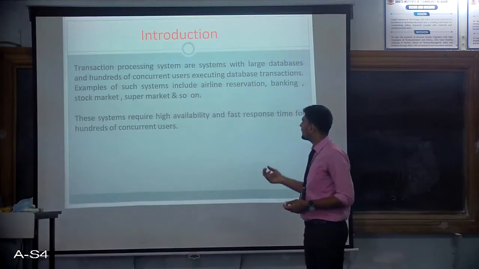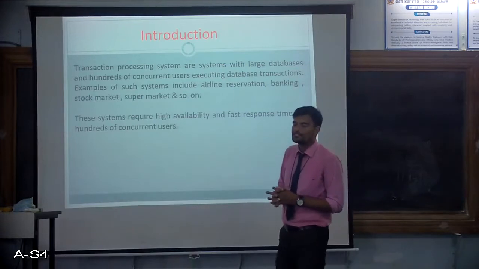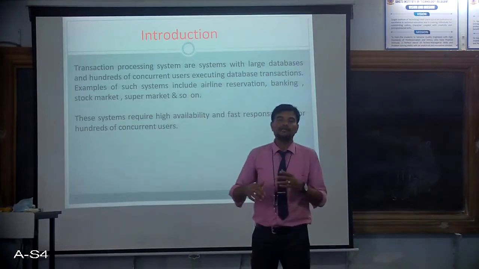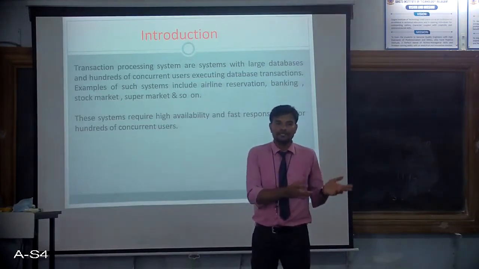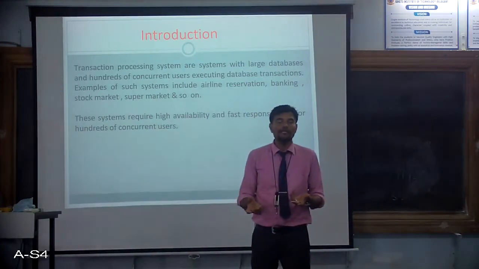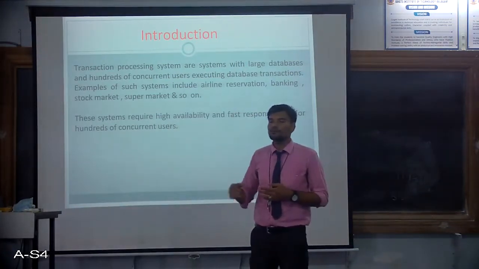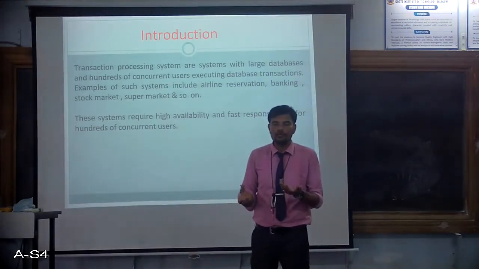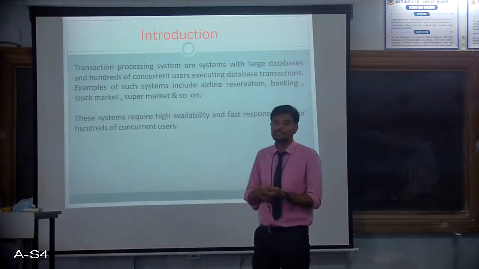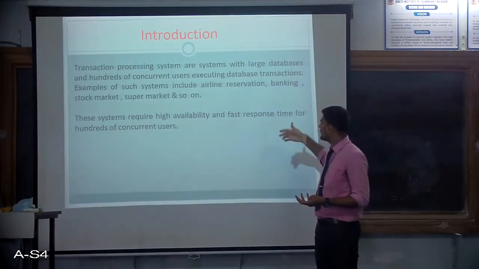This system requires high availability and fast response time for hundreds of concurrent users. In a transaction processing system, many users are trying to access the database at the same time, so your database system should be highly available. Whenever I go for a bus reservation or railway reservation and want to book a seat, maybe for my relatives or parents, the system should be highly available and respond very quickly, with a fast response time.